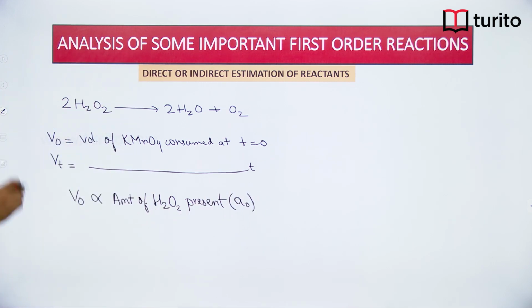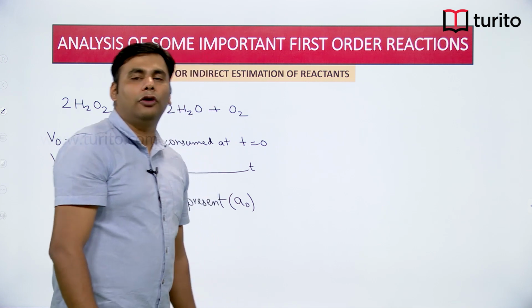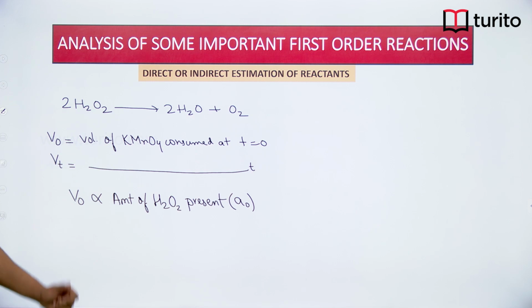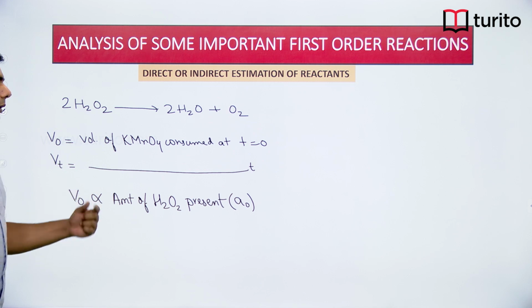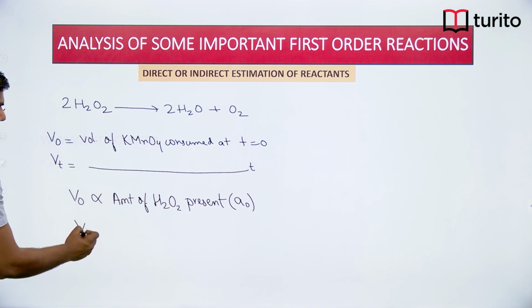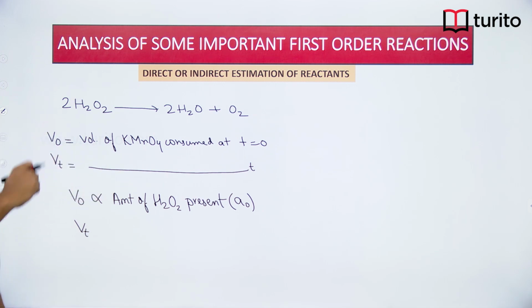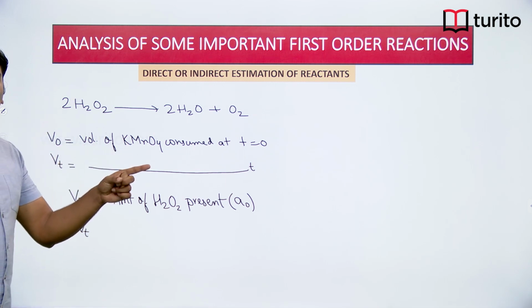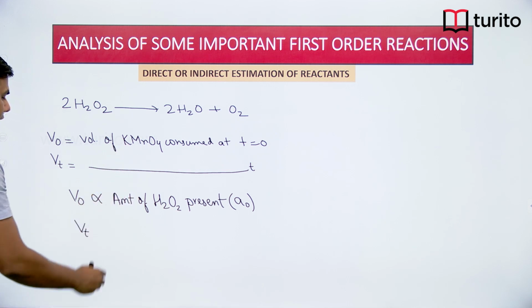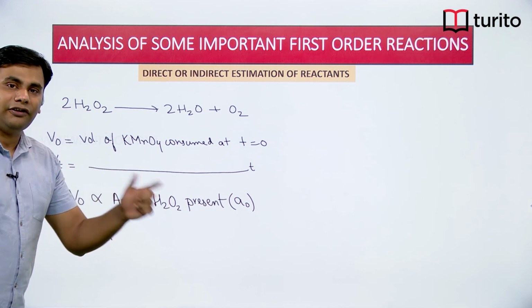At time t equals to 0, when we are titrating the reaction mixture, there is only H2O2 present. Whatever volume of KMnO4 we are adding will completely consume the entire H2O2. So the volume of KMnO4 consumed will be proportional to the amount of H2O2 present. Say after some time t, we have taken out some portion of the reaction mixture and we are titrating it with KMnO4. The volume of KMnO4 consumed by that portion will be proportional to the amount of H2O2 that is left after time t.